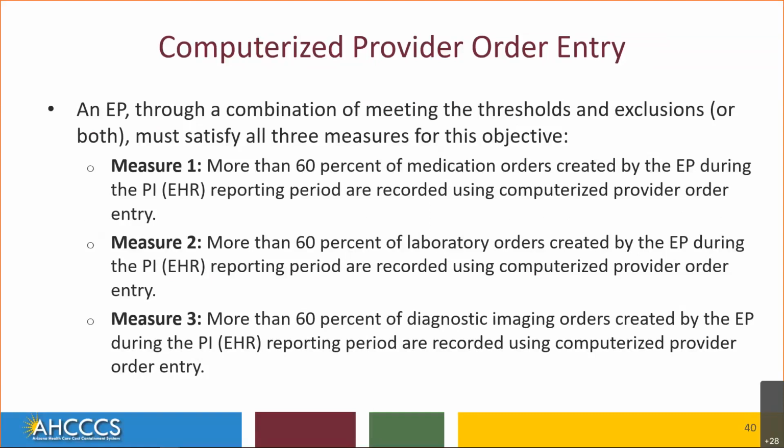Measure 2 is that more than 60% of laboratory orders created by the EP during the reporting period are recorded using CPOE. The third measure, again, is more than 60% of diagnostic imaging orders created by the EP during the reporting period that are recorded using CPOE.